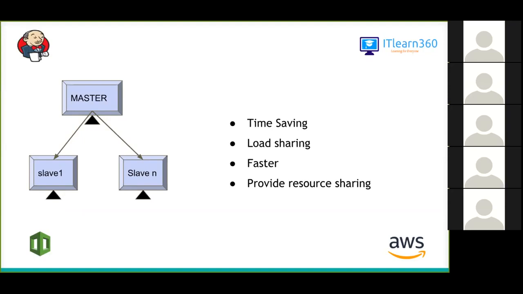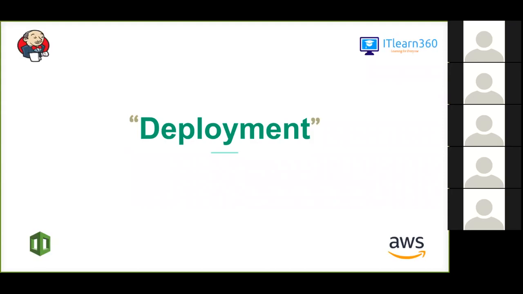Now, why do we need distributed testing? The clear objective here is to save time. It will save lots of time because each machine will be working in parallel. It gives load sharing, as I'm sharing the resources on different machines, and in turn my load is shared. It's better, it's faster, and it also provides us resource sharing in parallel. Now this is all about distributed testing.